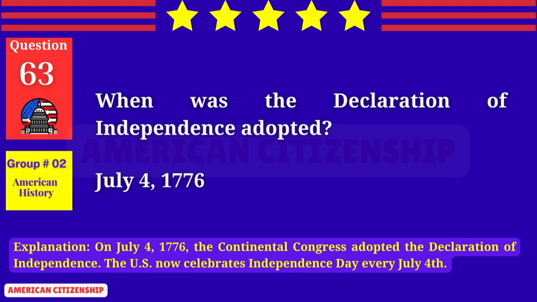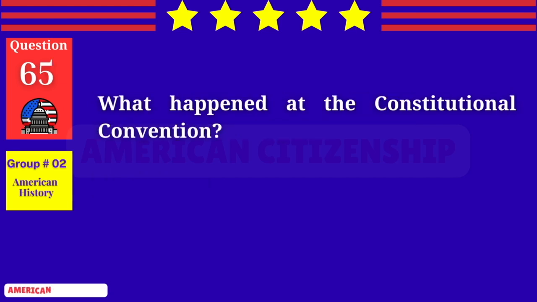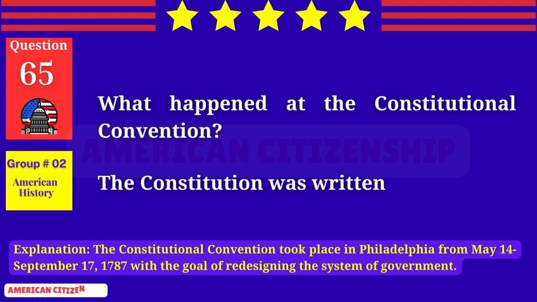4th, 1776. What happened at the Constitutional Convention? The Constitution was written.